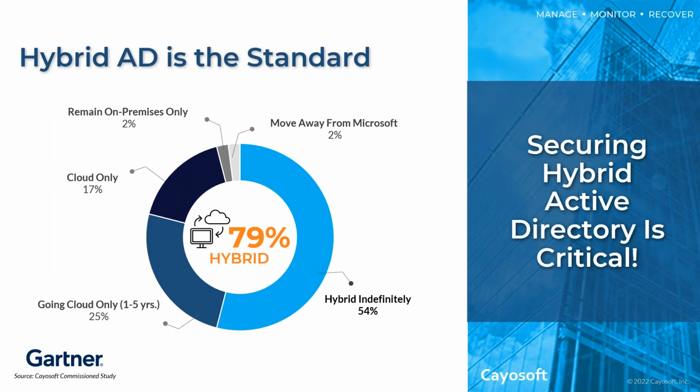When you looked at the additional people who were in hybrid mode but were going to go cloud only, or attempt to go cloud only, that percentage we still sort of count in hybrid because they're currently in hybrid. They just have plans that are more definite than the hybrid indefinitely folks. And when you add up all of the people that are in hybrid mode currently, it was about 79%. So more than three-quarters of enterprise environments are currently hybrid.